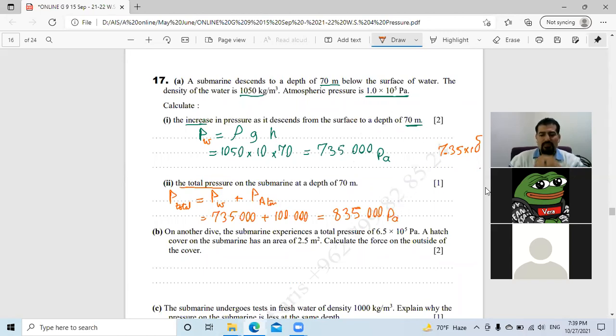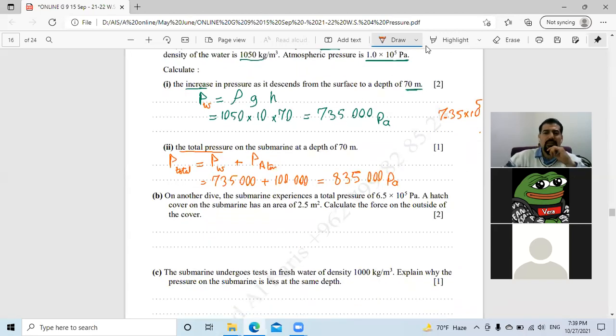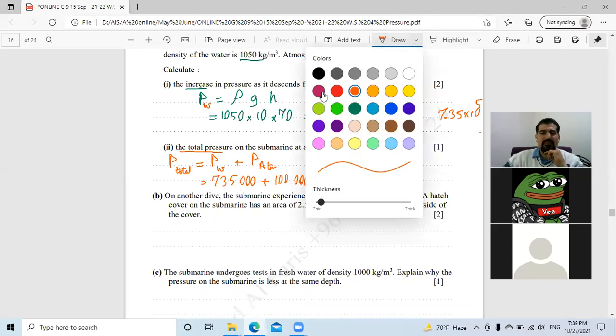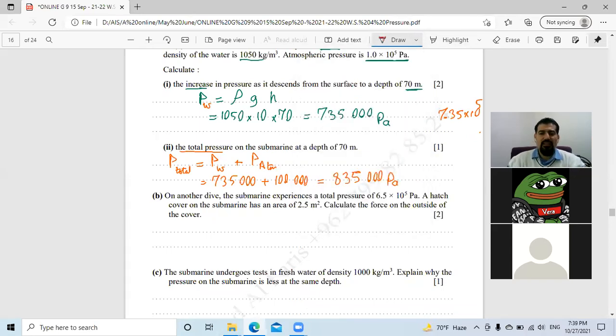Good, easy, clear, tamam. I say the word tamam a lot. Okay, on another dive, the submarine experienced a total pressure of 6.5 × 10⁵ pascal. A hatch on the submarine has an area of 2.5 m². Calculate the force from outside.